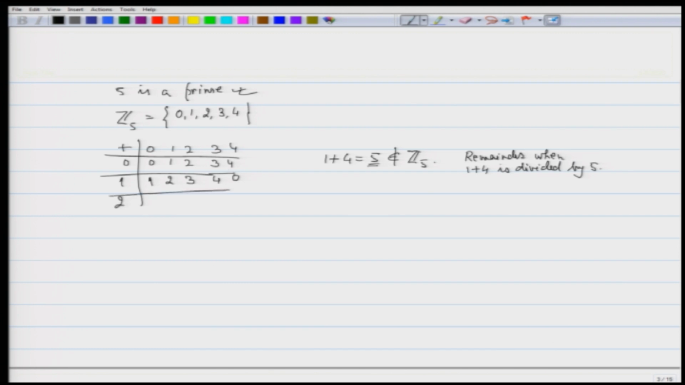Similarly, if I want to look at addition with respect to 2, 2 plus 0 will be 2, 2 plus 1 is 3, 2 plus 2 is 4, 2 plus 3 is 5, which is again 0, 2 plus 4 is 6, which is same as 1. So, 1 is the remainder when 6 is divided by 5. Similarly, you can complete this table for yourself. I would like you to do it yourself, try that out.